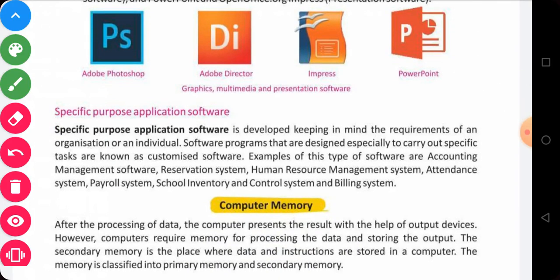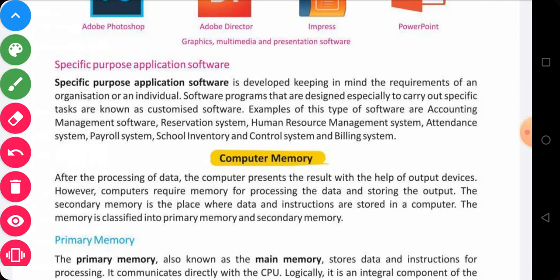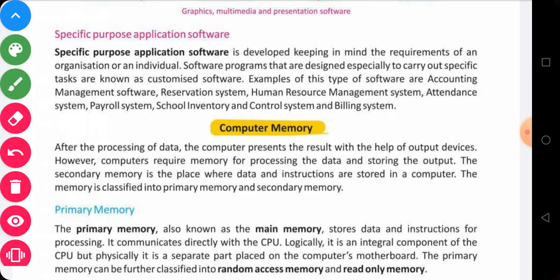And the second type of application software is specific purpose application software. That is, it is developed only for a specific purpose. It is developed keeping in mind the requirements of an organization or individual. Software programs are designed especially to carry out specific tasks such as human resource management, attendance system, payroll system, school inventory control system, and billing system. For all these kinds of tasks, we require a specific type of software.